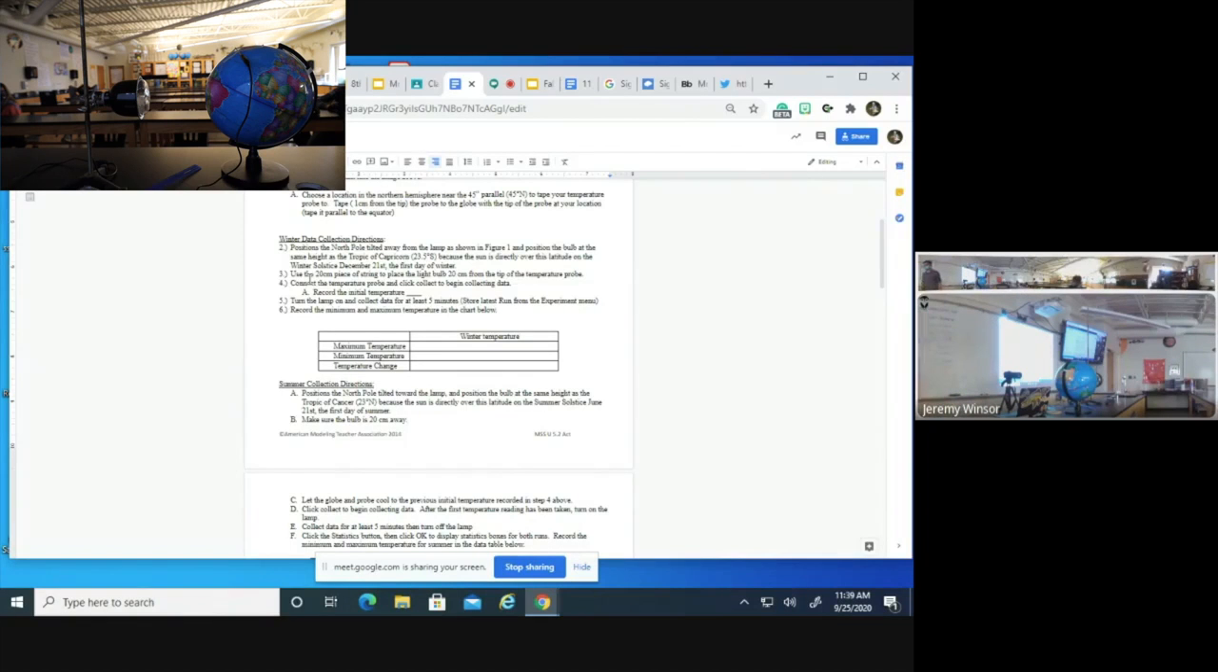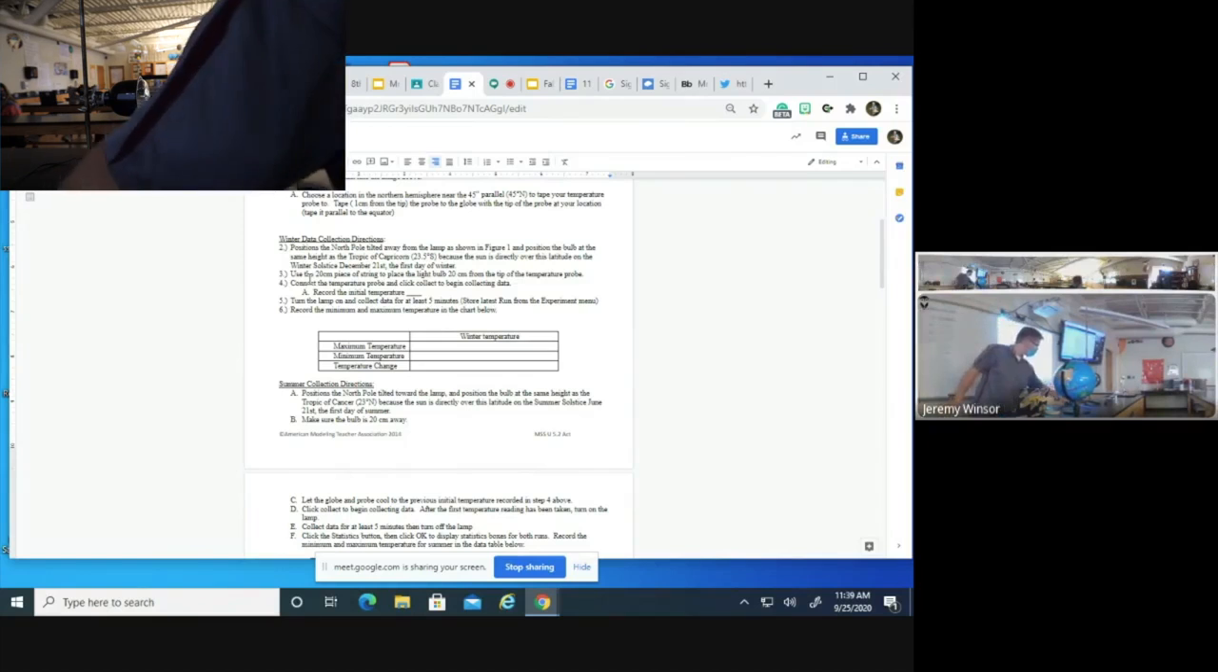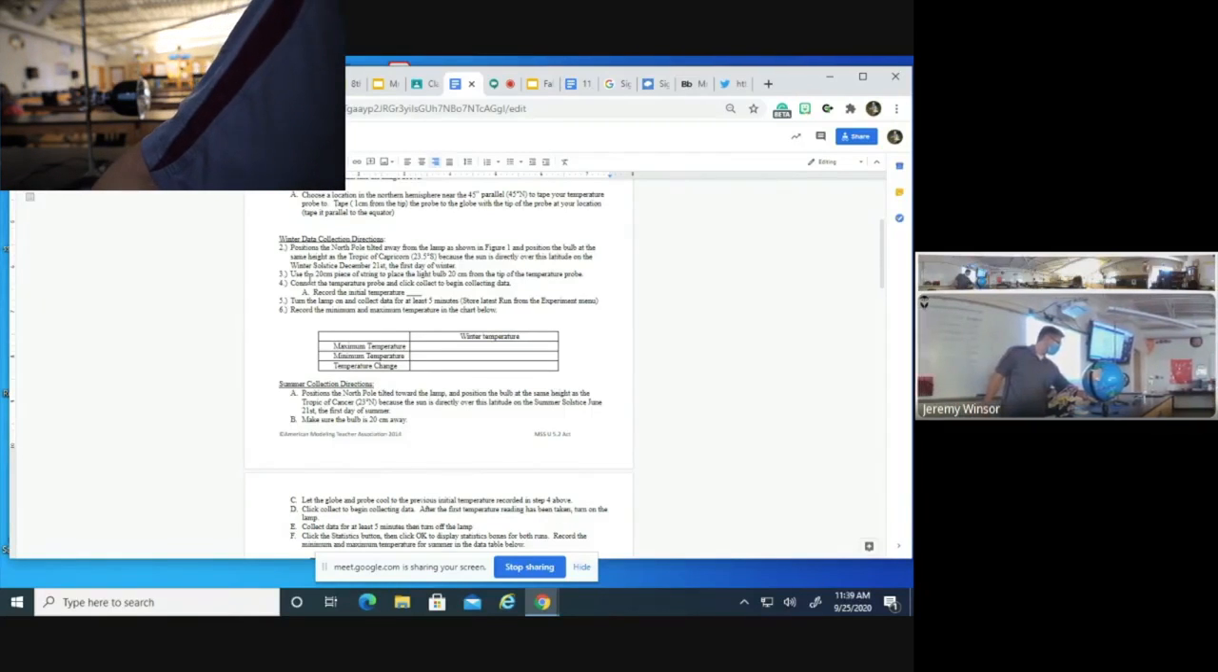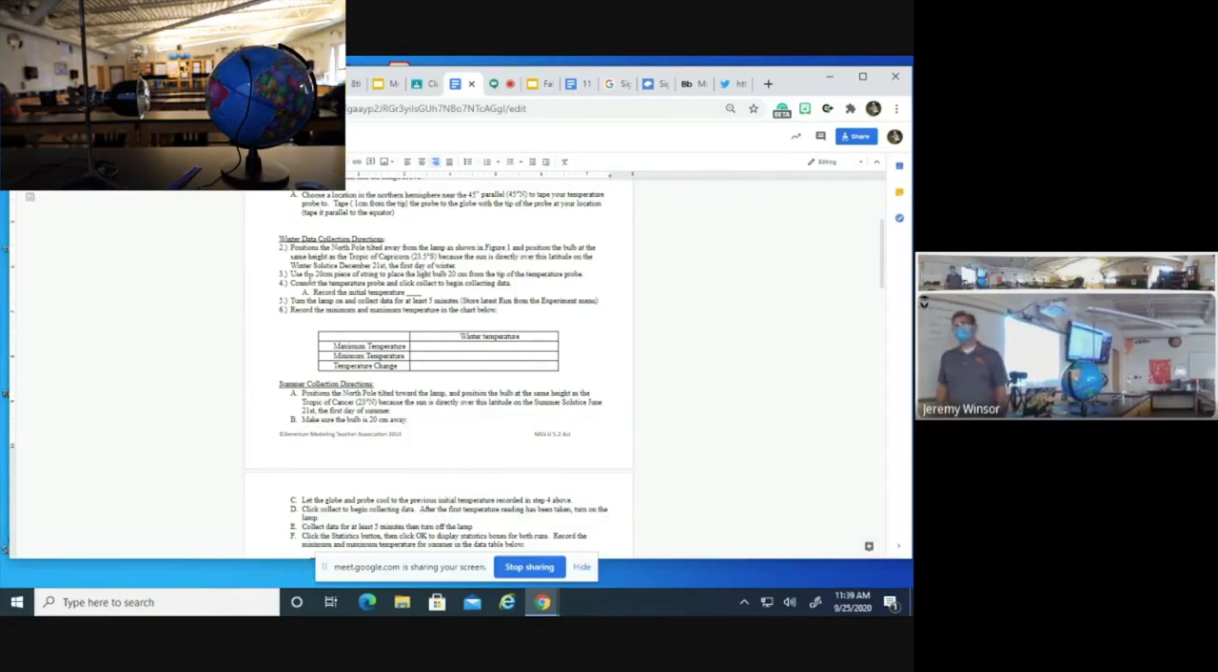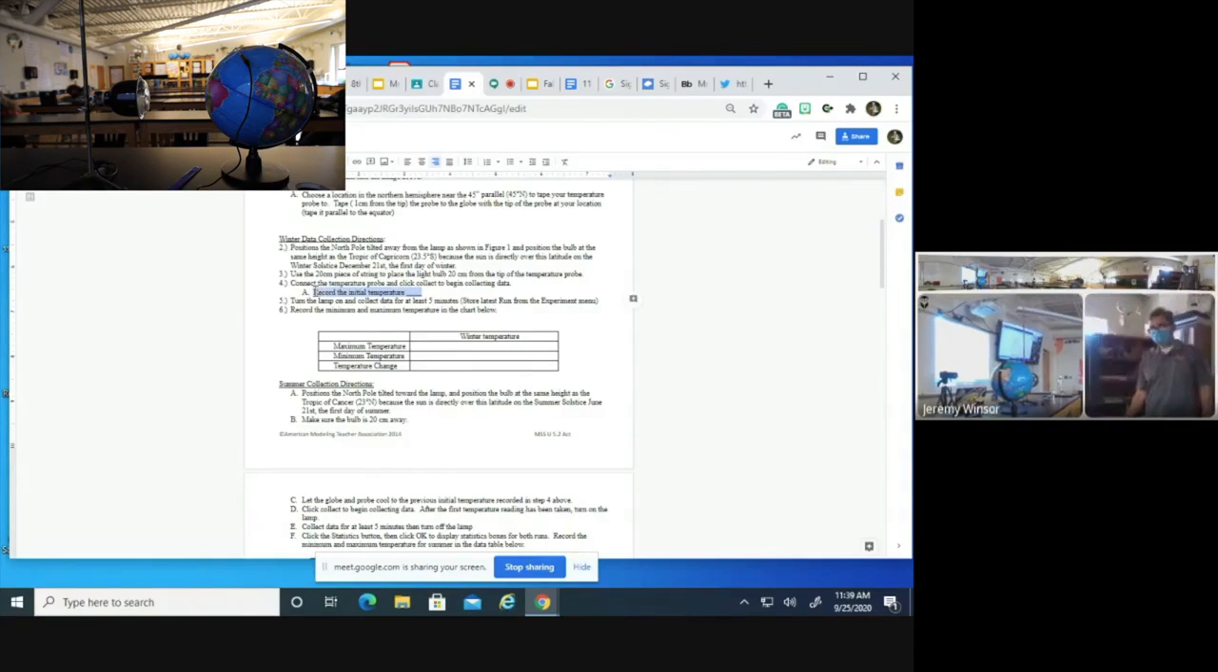Thank you. All right, we've got our temperature probe set up. Right now, our temperature probe, without turning the light on, is reading 23 degrees Celsius. So in our box, we're going to record the initial temperature right here. Our initial temperature is 23 degrees Celsius. You're going to record it right in that blank.